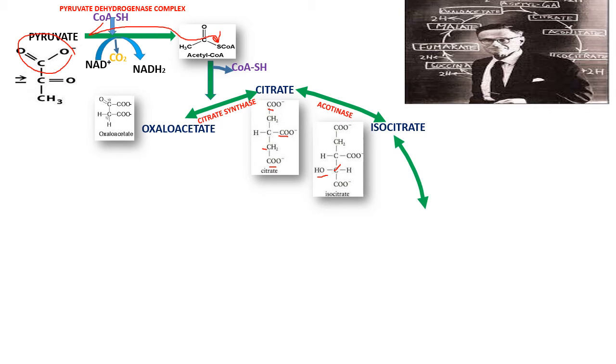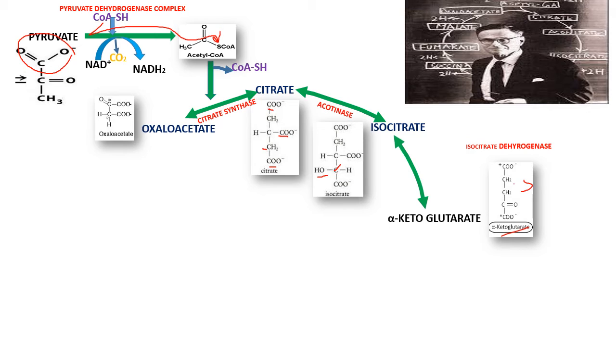The next step, isocitrate is converted to alpha ketoglutarate by the enzyme isocitrate dehydrogenase. Look at the structure of alpha ketoglutarate. Alpha ketoglutarate is a 5-carbon compound. So what does it mean? It means it has to release 1 carbon. So this carboxylic group is released in the form of carbon dioxide.